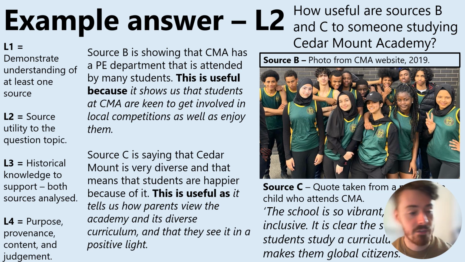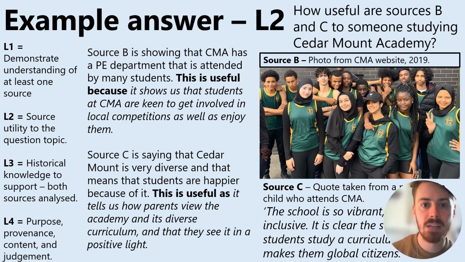Source C says it's diverse and students are happier. This is useful because it tells us the parents view the academy and its diverse curriculum, and it tells us that they view it in a positive light. I am identifying that provenance. What am I gaining about the reaction and feeling from these two sources? That's level 2. That's 4 to 6 marks. I'm trying to demonstrate and connect them to my question topic.